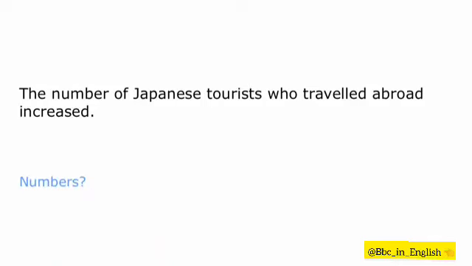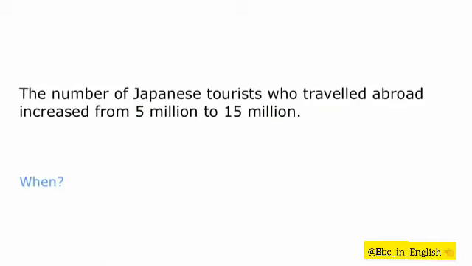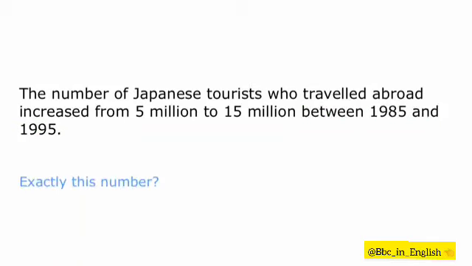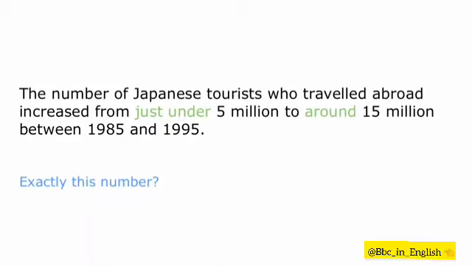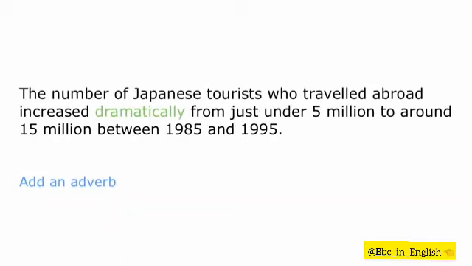We look at the graph or chart and we find the numbers from 5 million to 15 million. Now let's add when. Between 1985 and 1995. Next we could add, was it exactly this number? So from just under 5 million to around 15 million. Add an adverb to describe the verb. Increased dramatically.